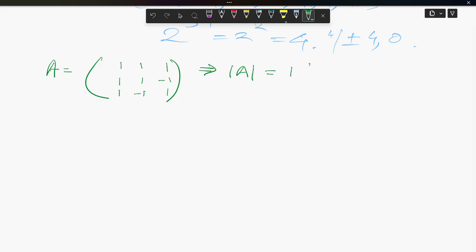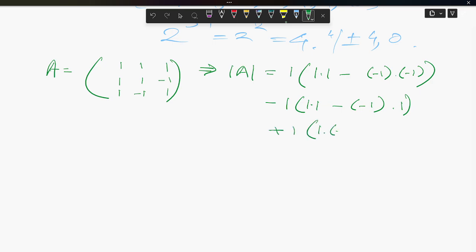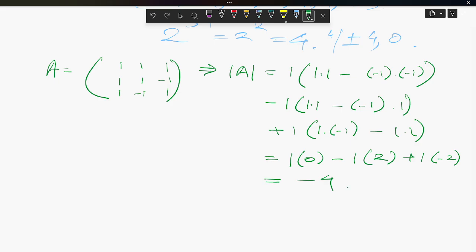So the determinant of it will be 1 into, we should get 1 into 1 minus minus 1 into minus 1. Okay. Minus of it, 1 into 1 minus 1 into 1, plus 1 into minus 1 minus 1 into 1. Then we could write that will be 1 into 0 minus 1 into 2 plus 1 into minus 2. So the determinant is minus 4. We got minus 4, which is divisible by 4. Maybe plus or minus 2 is not achievable.